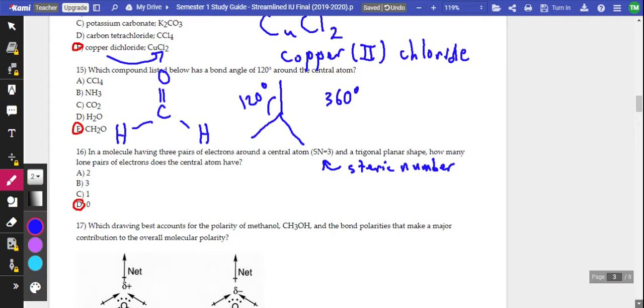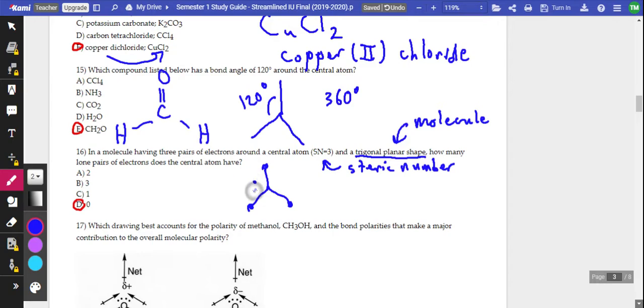We have 3 electron domains. We got a trigonal planar shape. How many lone pairs of electrons does the central atom have? Well, if the shape of our molecule is trigonal planar, that means that we've got 3 bonded atoms to our central atom. Well, we can't really have 3 things bonded and still be a trigonal planar shape if there's other lone pairs on here.